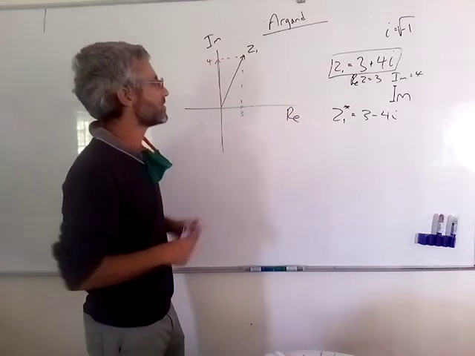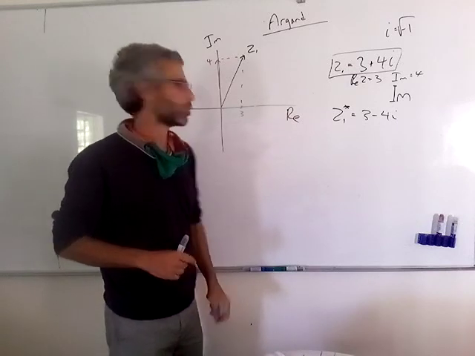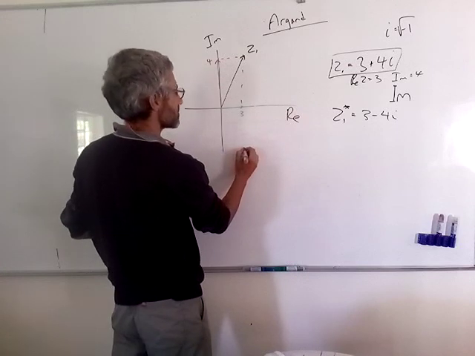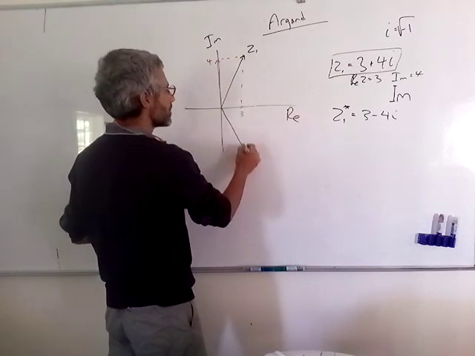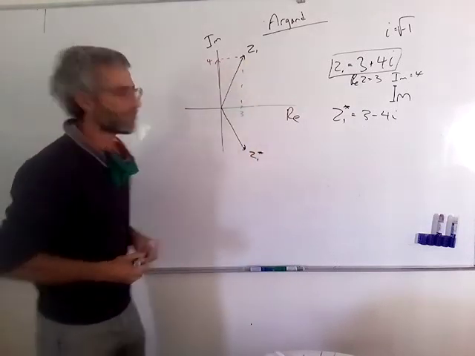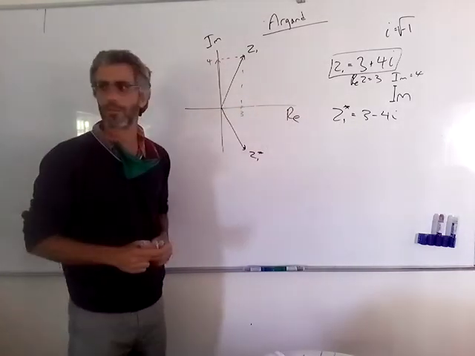So let's try and draw Z1, the complex conjugate. It will have the same x component, but it's minus 4i. How can you describe that? It's a reflection over the x-axis, exactly. The angle here and here is the same, absolutely.